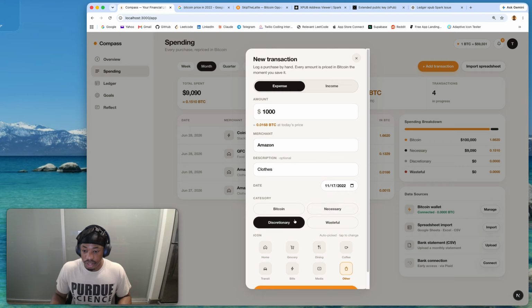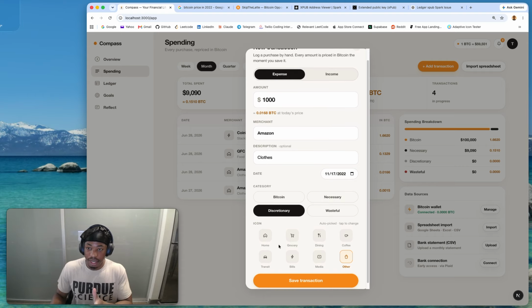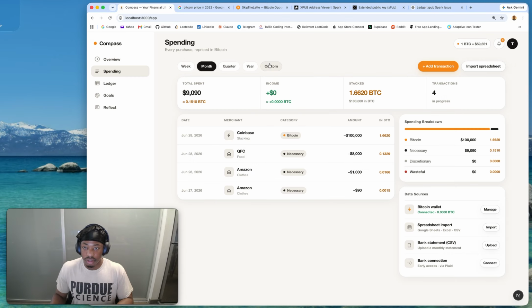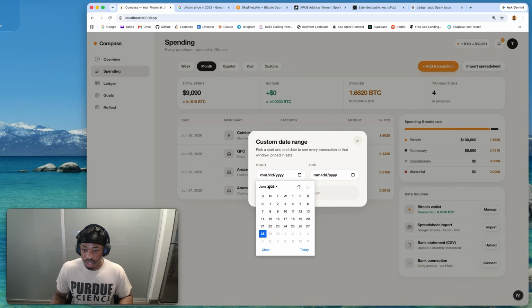And I say it was discretionary, right? It also allows you to put an icon with it as well. You can also put your income too, but let's just go through the example of buying something. I'll save this transaction, and I'll have to adjust the date for you guys to be able to see this. Let's adjust the date now to be able to see when this was.